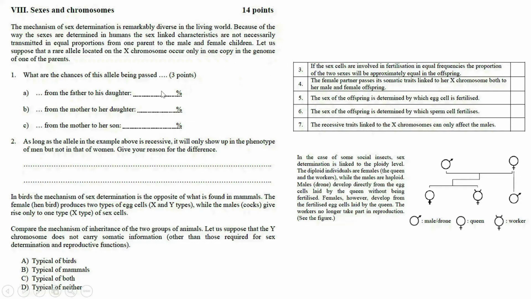The father can only give one X chromosome to the daughter, so it's 100%. From mother to daughter, the mother has 2 X's, so actually 50%. And from the mother to her son, it's again 50%. As long as the allele in the example above is recessive, it will only show up in the phenotype of men, but not in that of women. Give your reason for the difference.